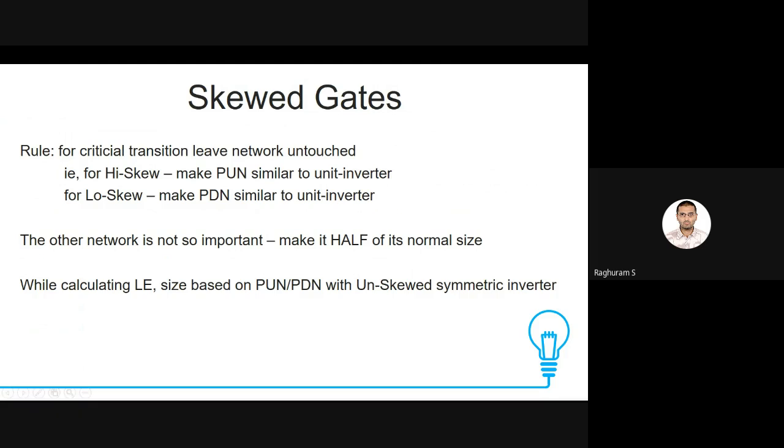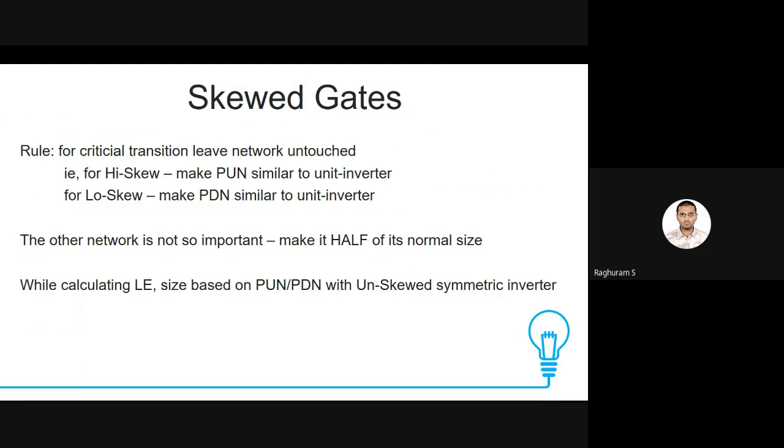In high skew, the pull-up network is the critical network. The other network is the pull-down network, right? You make that network half the size. When you make something half the size of a regular size, you make it double the delay. Sorry, not double the speed, double the delay. And that is the penalty we are going to pay.